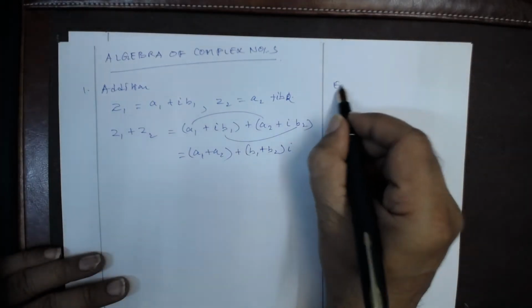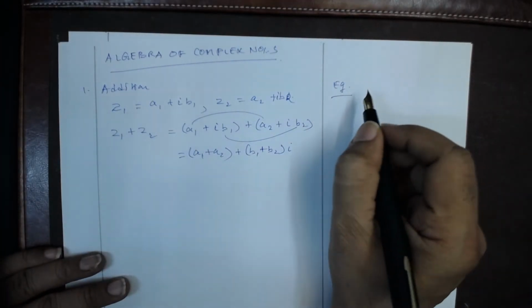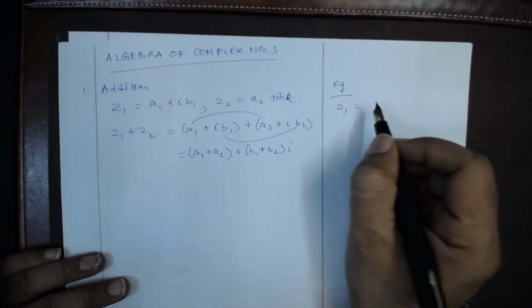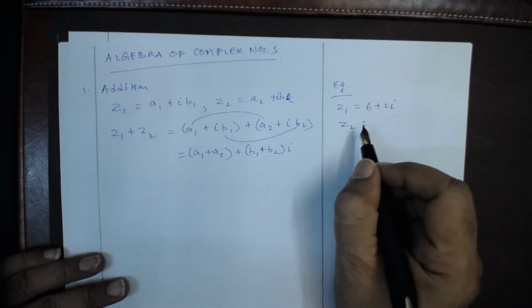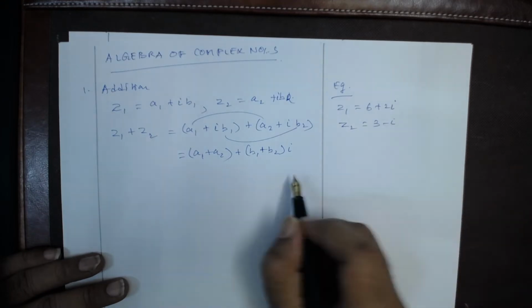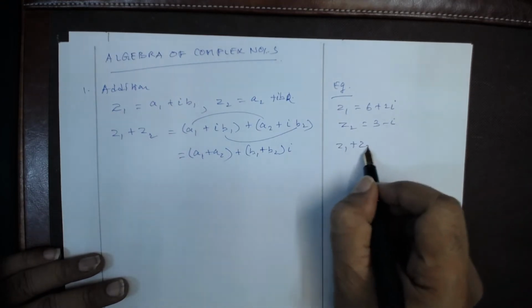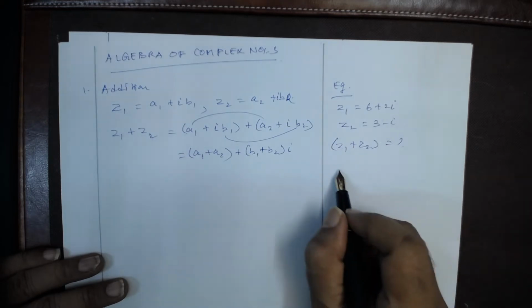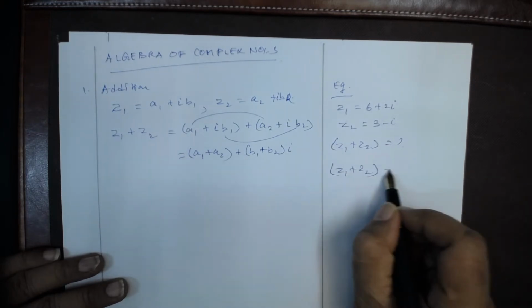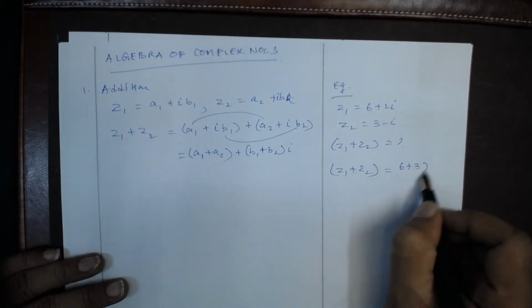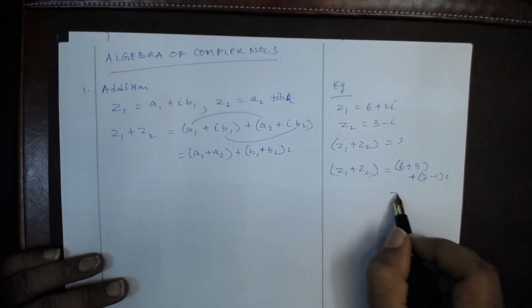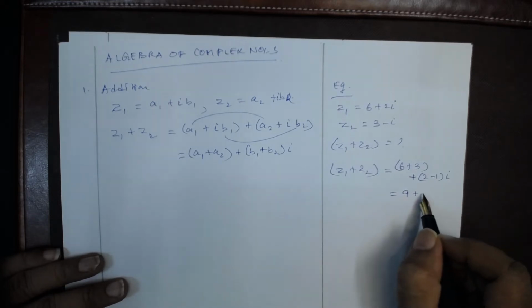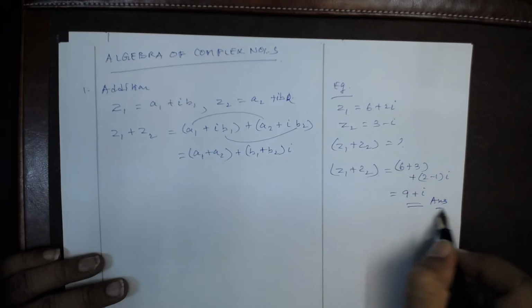For example, Z1 is equal to 6 plus 2i, Z2 is equal to 3 minus i. So find out Z1 plus Z2. So we can simply add the real part, so 6 plus 3, plus add the imaginary part, so 2 minus 1 of i. So that is 9 plus i.